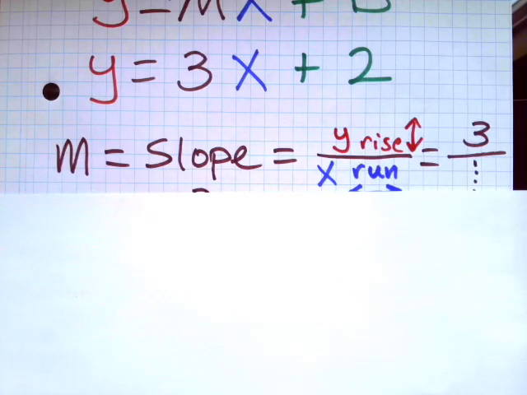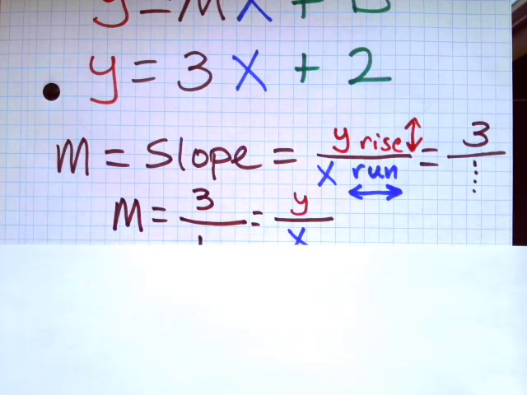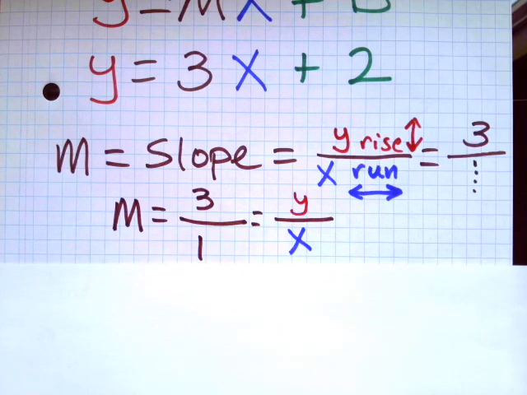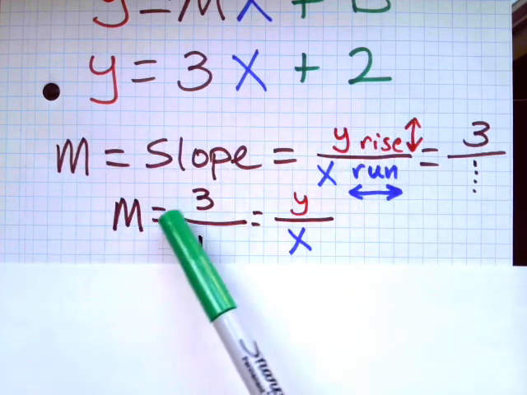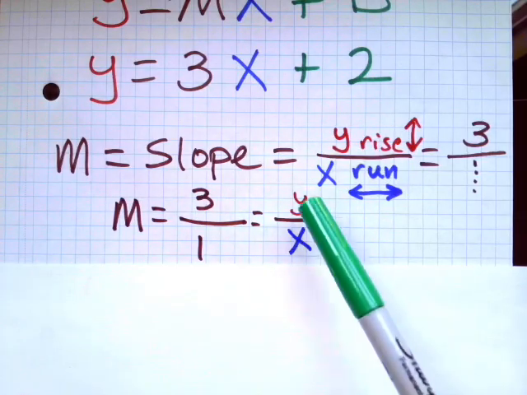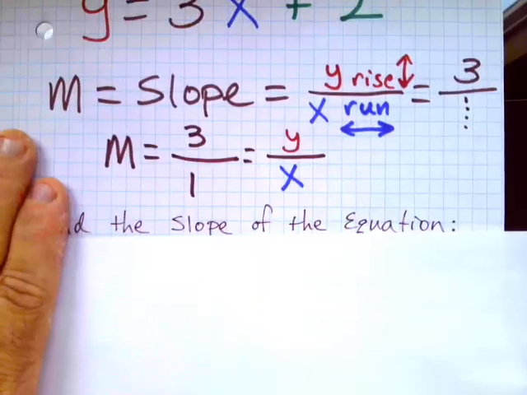If you're unfamiliar with invisible 1s, go ahead and take a look at my other videos titled Invisible 1s. That will clarify a lot of things for you. So again, the slope based upon this equation, my m value, is 3 over 1, y over x. Okay, and so continuing on.